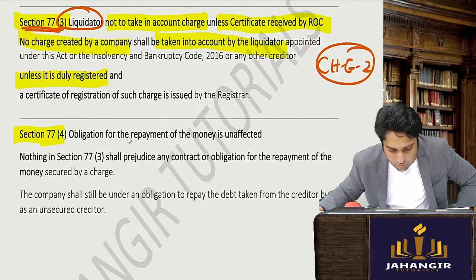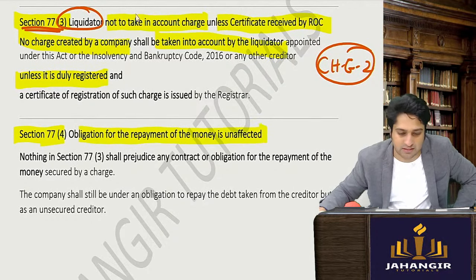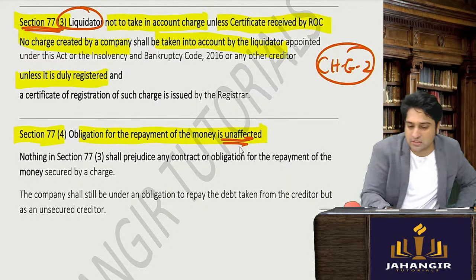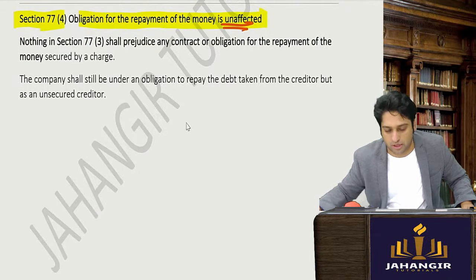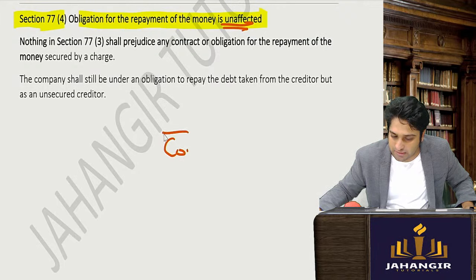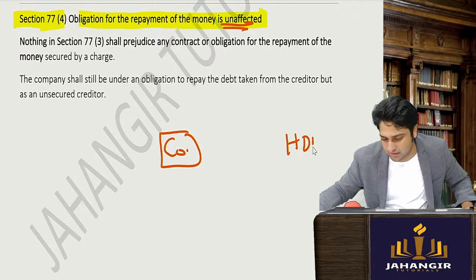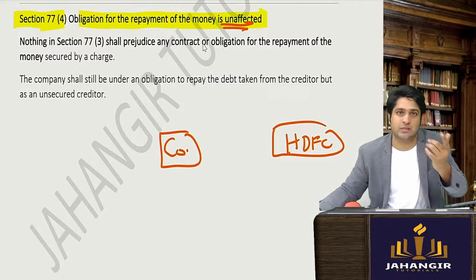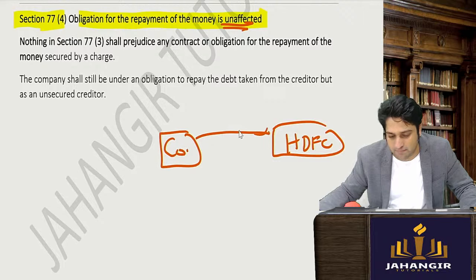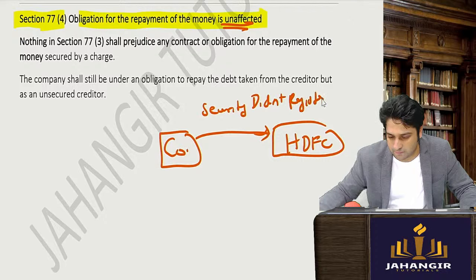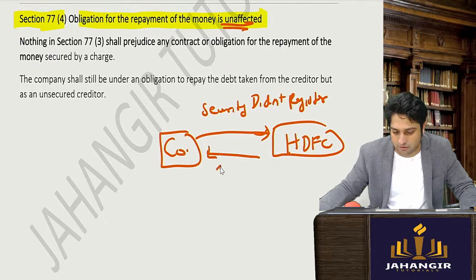Section 77 subsection 4, obligation for repayment of the money is unaffected. Now just because a charge was not registered, does that mean the loan need not be repaid? Let's take an example. There is this company and there is HDFC Bank. Now you read the provision and I'll ask you the question. We'll read and explain. So this company kept this security. They gave all the papers, but did not register the charge. And in return, the bank gave a 1 CR loan.